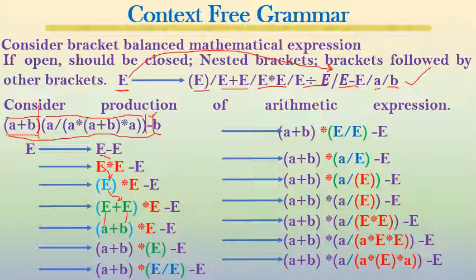Now E can be replaced with A and E can be replaced with B, so we are done with this part. Now we are going toward this sub part, and here you can see that division is the operator. First the bracket is important, so we'll introduce brackets. So E can be replaced with E in brackets, and then division divides this expression into two parts.